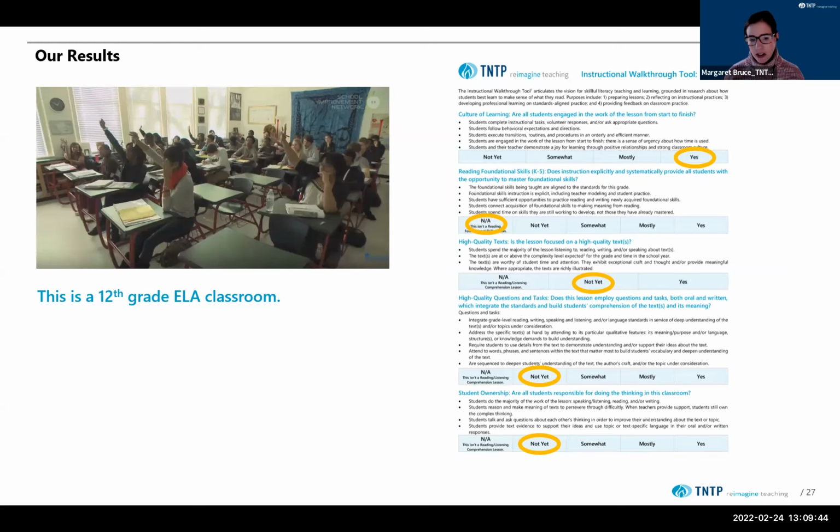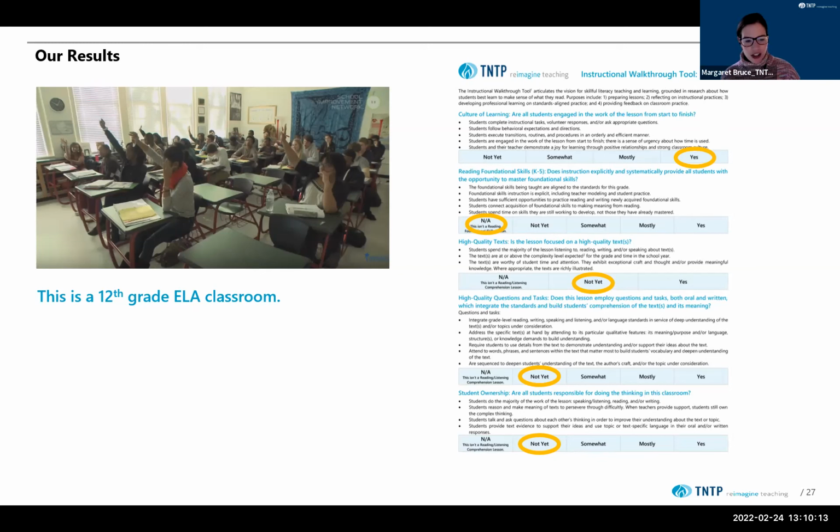Students are merely asked to identify characters who fit the archetype of the fool, but because there's no text evidence, they're not able to provide any evidence or use evidence in their writing. And so this indicator is also a not yet. And finally, for student ownership, just looking back to the poll, 53% of you said not yet. We agree with the 53% of you out there.